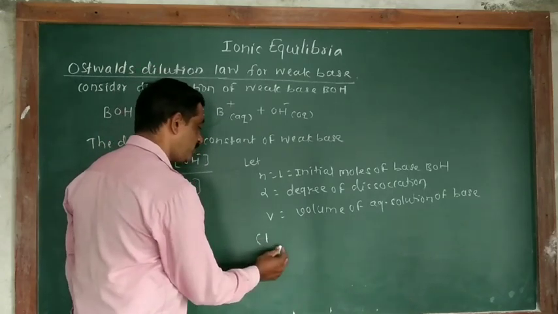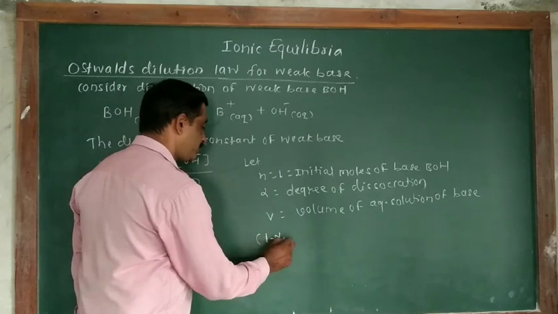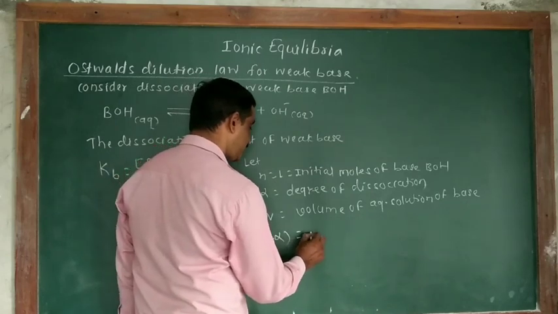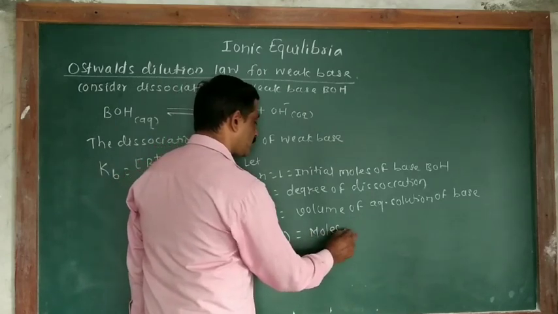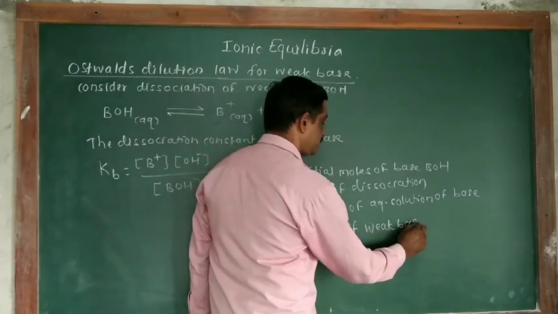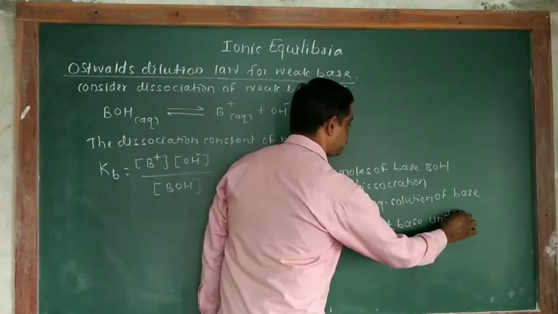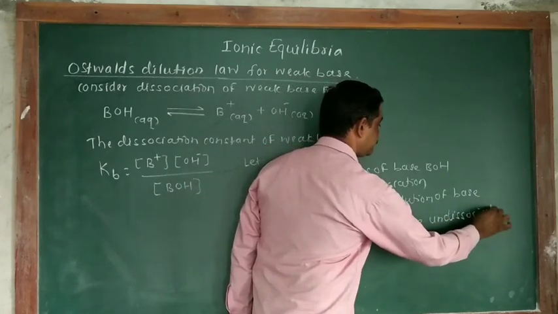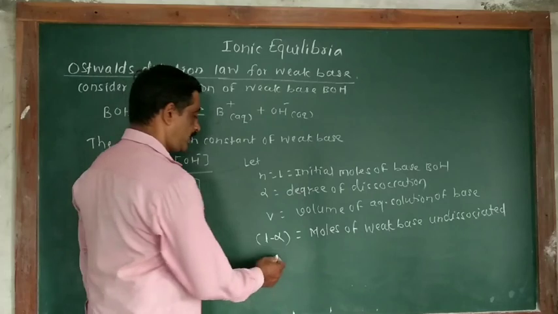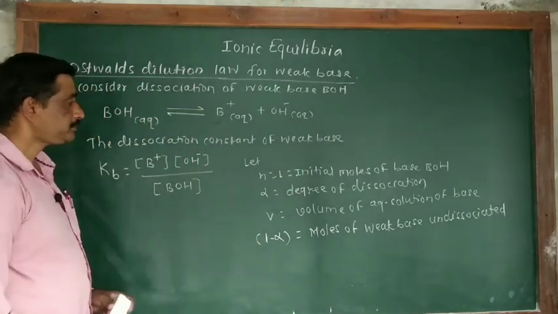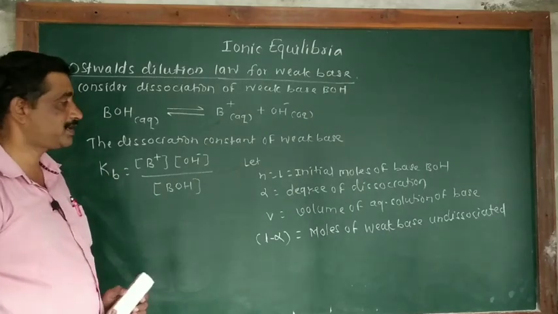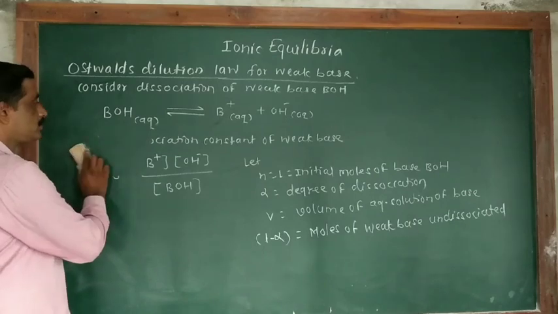So the remaining amount of moles of this base BOH which are undissociated is 1 minus alpha. So 1 minus alpha is nothing but the moles of weak base undissociated. When you consider all these things, we can find the relation between the degree of dissociation and the dissociation constant.